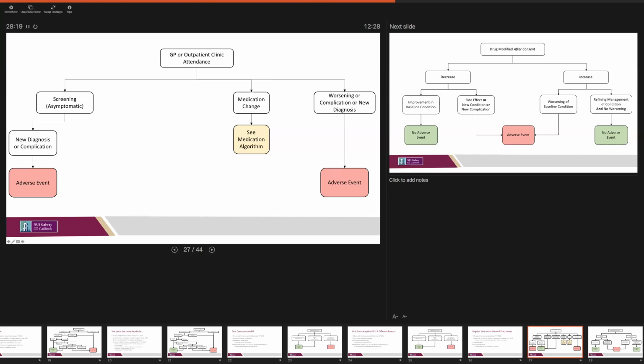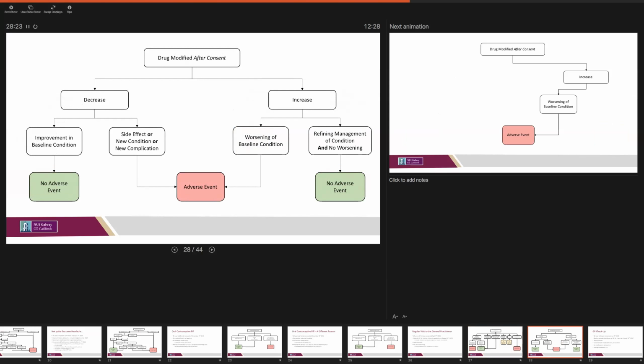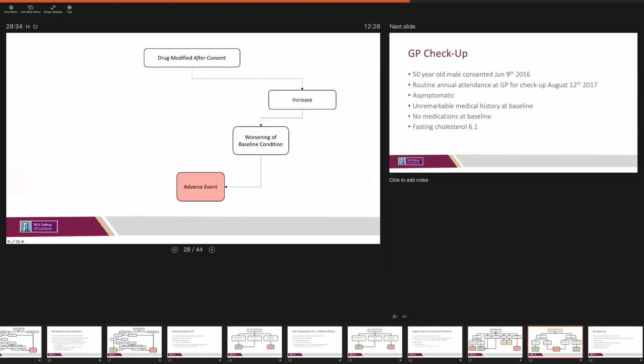Similarly, if she didn't tell you she went to her GP, but you noticed that her medication had been modified after the time of consent. When you review her drugs and you see, well, she used to be on 5 milligrams of Ramipril and now she's on 10, first off, you recognize that this was an increase in her drug. When you ask her, she said, oh, I went to the GP and they said that my blood pressure was up, you conclude that it was a worsening of her blood pressure, and that makes this an adverse event.